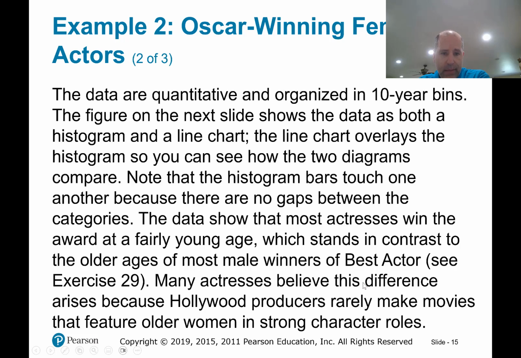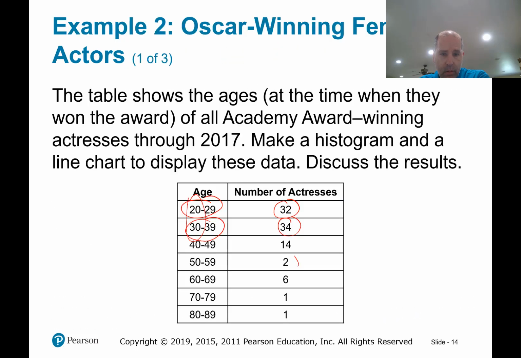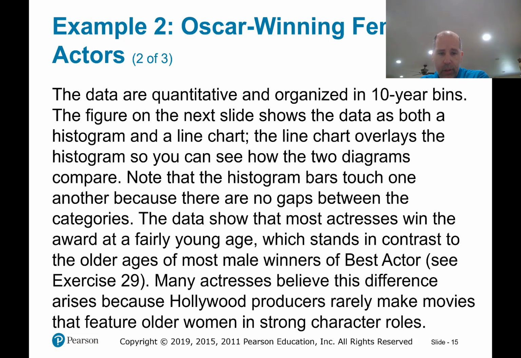I believe it was for Best Actress, or just Academy Award, I'm assuming. I don't know. Now the data shows that most actresses win awards at a fairly young age, which stands in contrast to the older ages of most male winners for Best Actor. So yes, it is Best Actress.